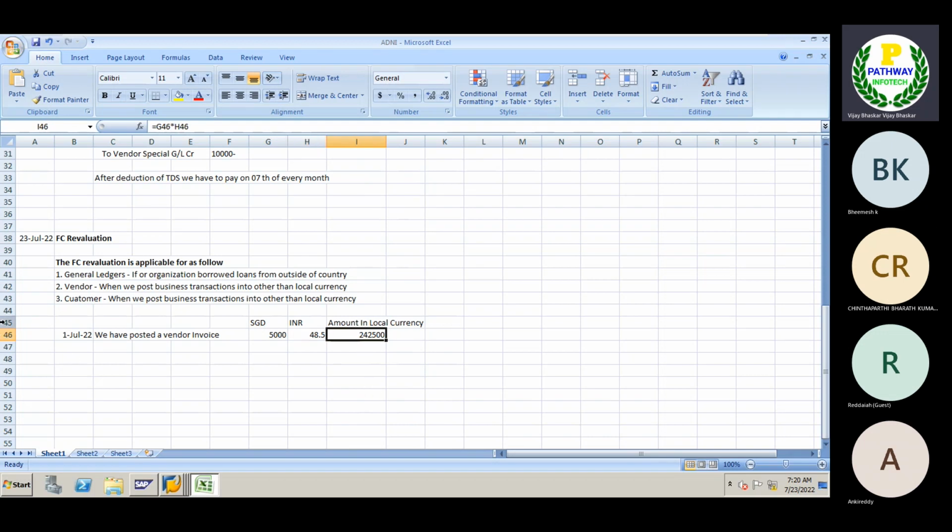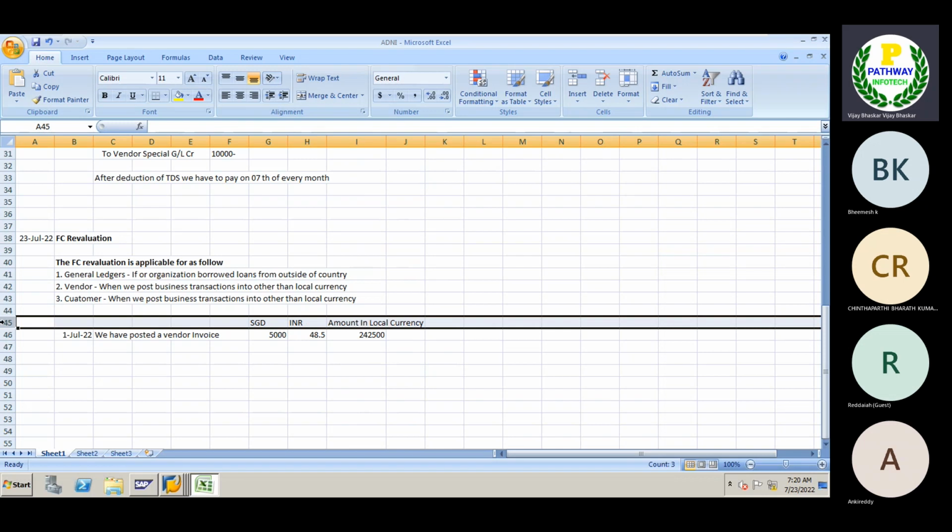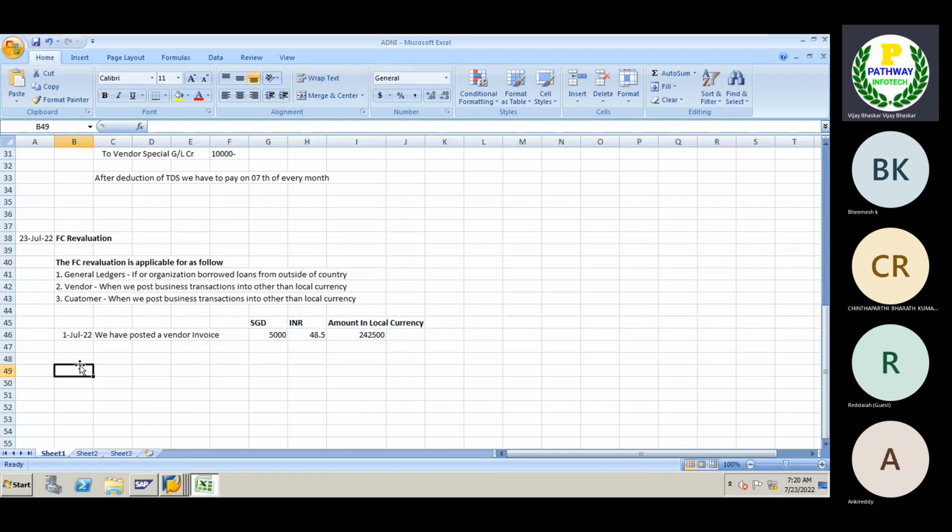Remember the scenario, it's an important one. It will be useful for your interviews also. They must ask you the question. Also, let's say for example, on 1st of July we have posted the invoice. Now the terms of payment. About the terms of payment, I have already explained. Terms of payment means when we need to make the final payment to the vendor.